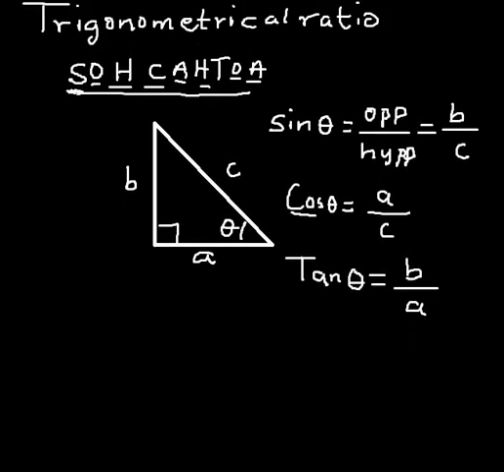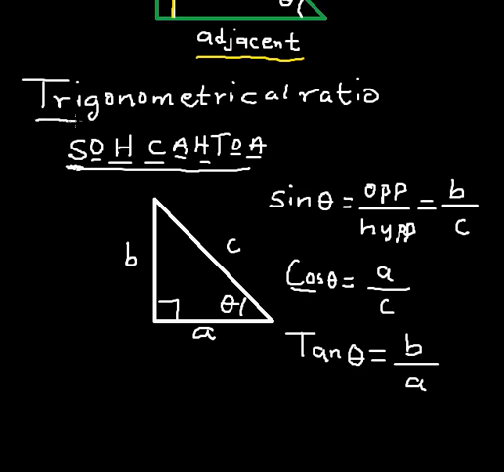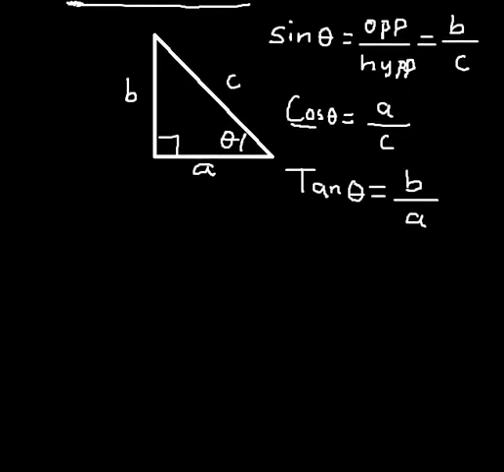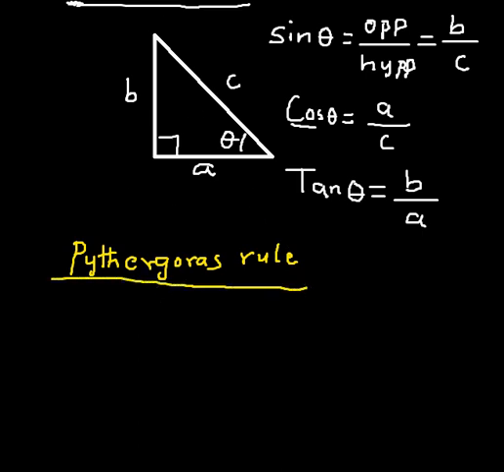Now let's proceed. This is the first function that I've given you, the trigonometric ratio. The next function deals with the relationship between the three sides, and we get that by a rule known as Pythagoras rule. Pythagoras rule is a formula that connects the three sides of a right-angled triangle.